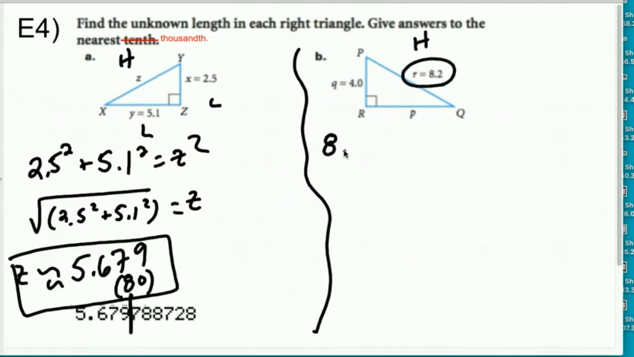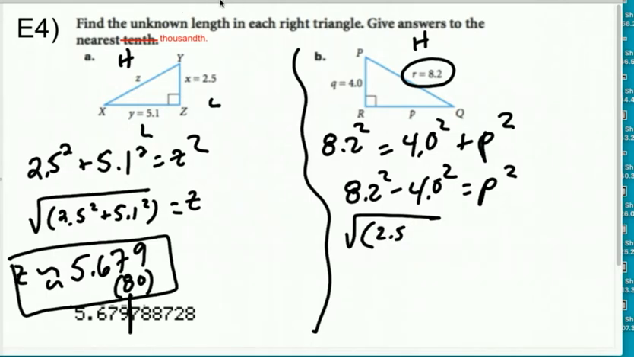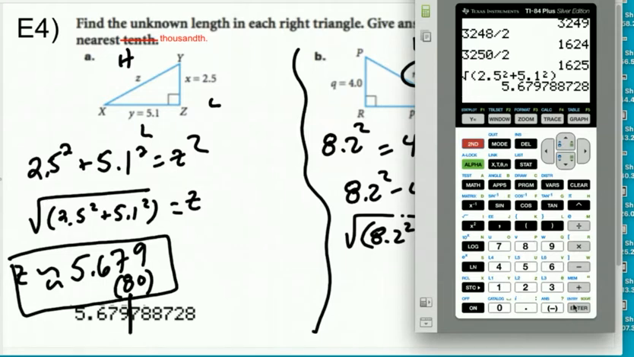So 8.2 squared equals 4.0 squared plus p squared. So I'm going to get 8.2 squared minus 4.0 squared equals my p squared. So what I'm going to type in my calculator is 8.2 squared minus 4 squared. You can write 4.0 or 4 because they're the same. That is going to give me my p. I'm going to do second enter because I'm lazy, right? And I'm just going to go back and type over 8.2. Make sure that this is a minus and then 4.0 and hit enter.